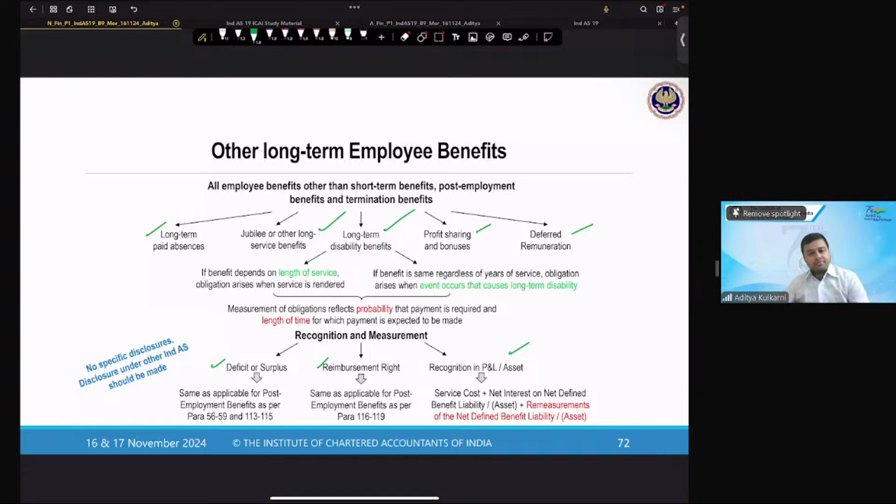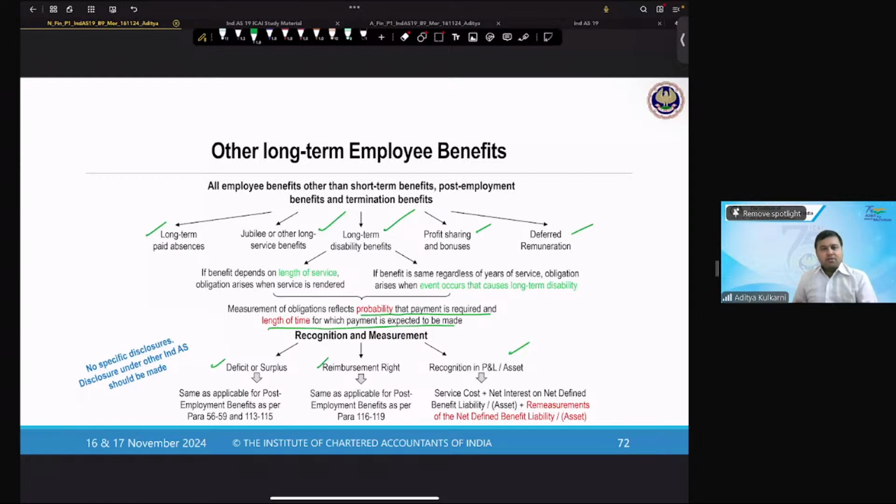Any doubts here? Yes? Any doubts? Measurement of obligation reflects the probability that payment is required, as well as the length of time for which the payment is expected to be made. Okay. Any doubts?